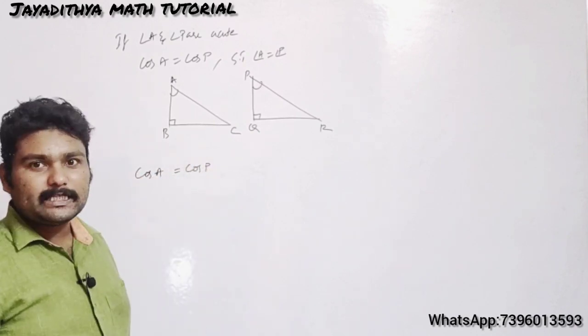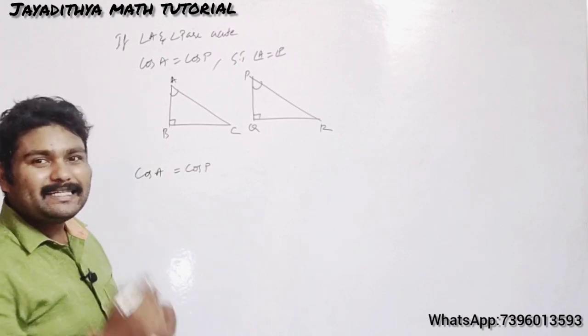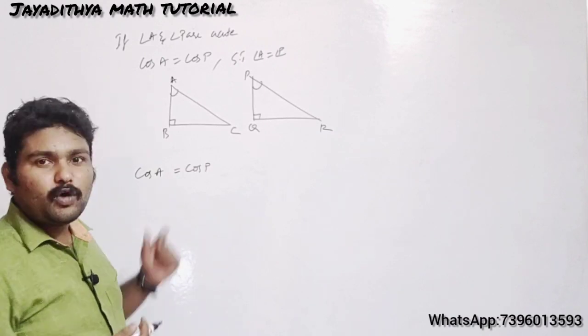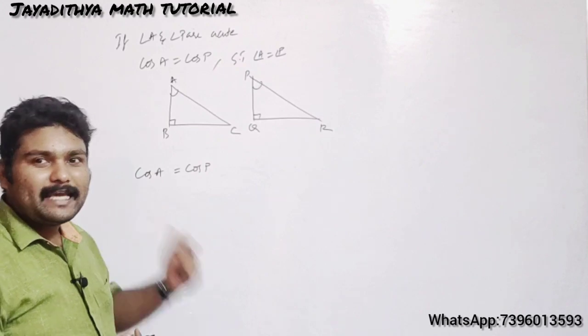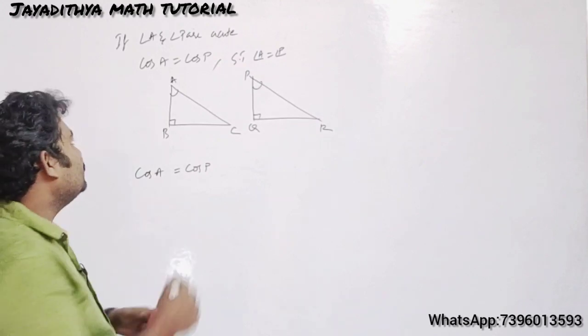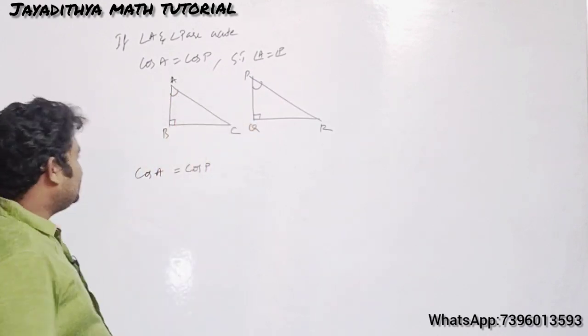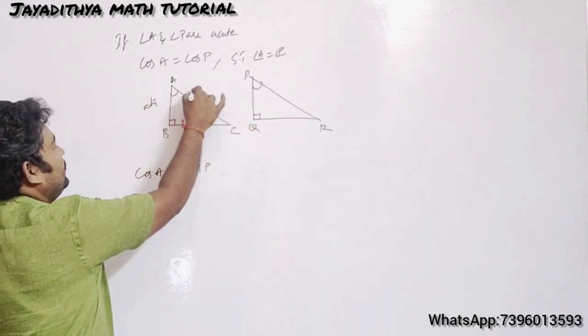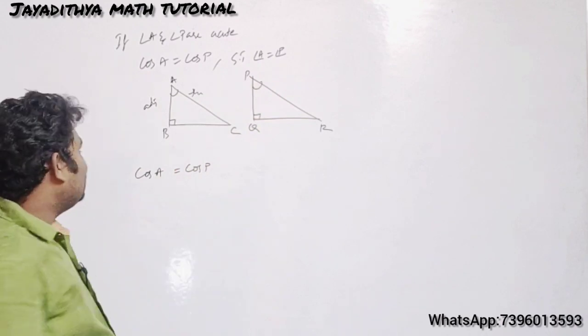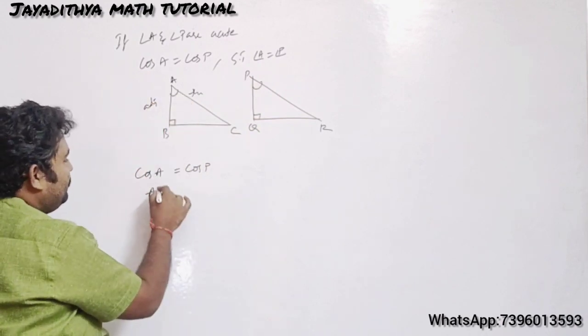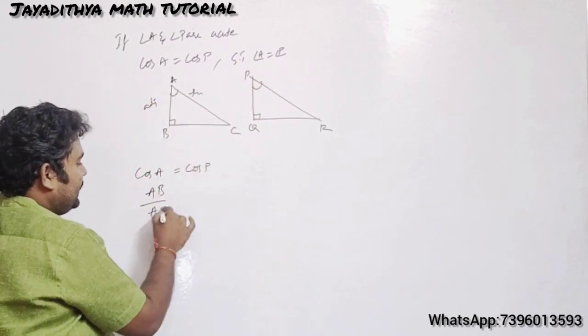He has given cos A is equal to how much? Cos P. So what is actually cos A? Cos A is nothing but adjacent by hypotenuse. So what will be the adjacent side for A here? Adjacent will be AB and hypotenuse will be AC. So this is adjacent and this will be hypotenuse. In the same way in the other triangle also. So what is the adjacent side? That is AB by hypotenuse, which is AC.